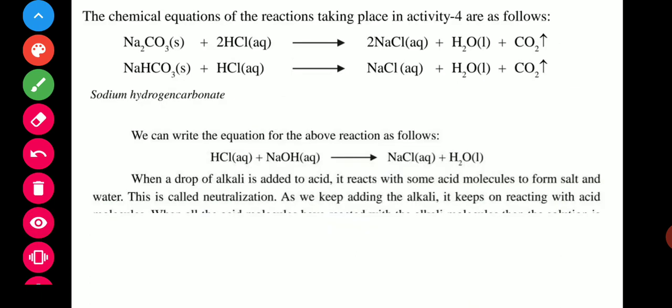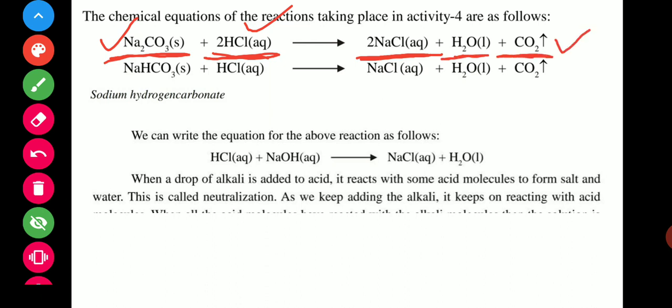Now come to sodium carbonate. When sodium carbonate reacts with acid, this is the acid, and this is your sodium carbonate, Na2CO3, with hydrochloric acid, it gives sodium chloride, water and carbon dioxide. So it forms carbon dioxide. And sodium bicarbonate or sodium hydrogen carbonate is called NaHCO3. Whenever it reacts with hydrochloric acid, it gives sodium chloride, water and carbon dioxide. So it is the reaction, and you can see some reactions are also given here.